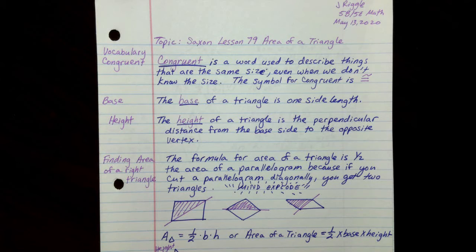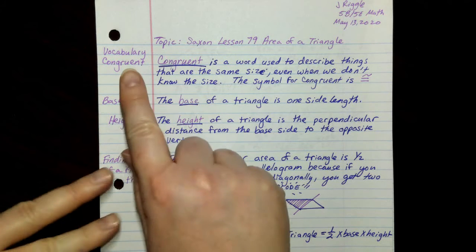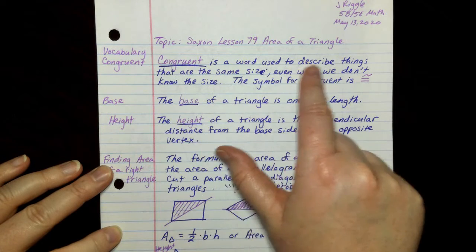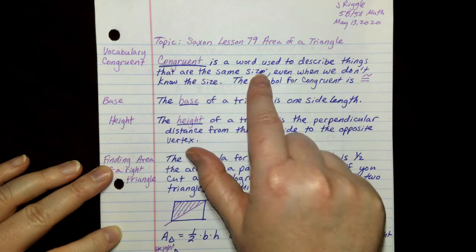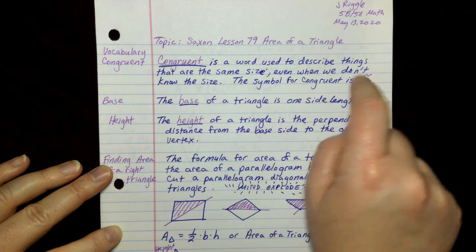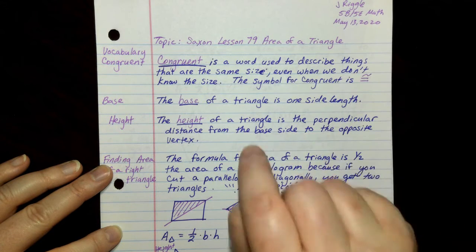Time to talk about Lesson 79, the area of a triangle. So our vocabulary words: congruent. Congruent is a word used to describe things that are the same size, even when we don't know that size. The symbol for congruent is an equal sign with a little tilde on top.